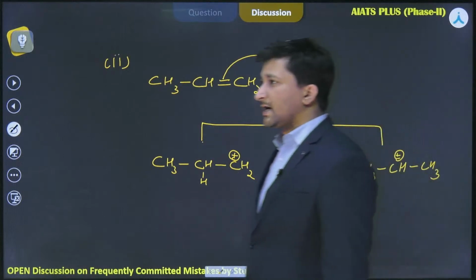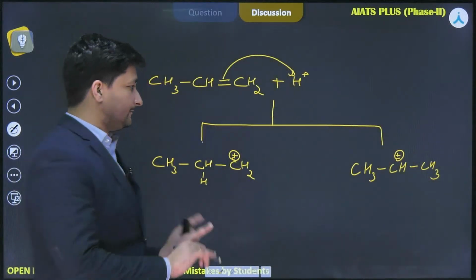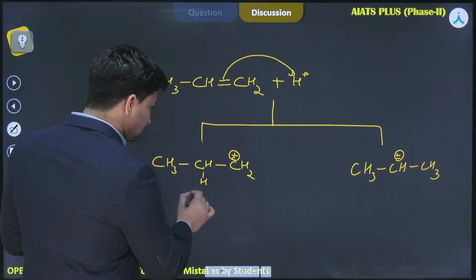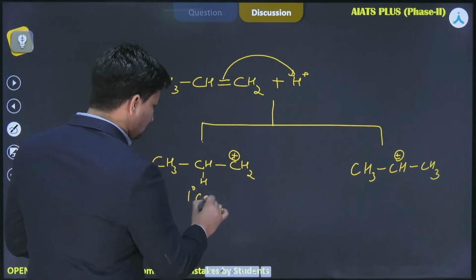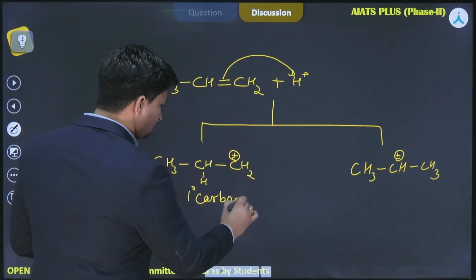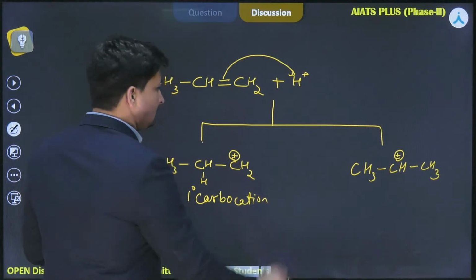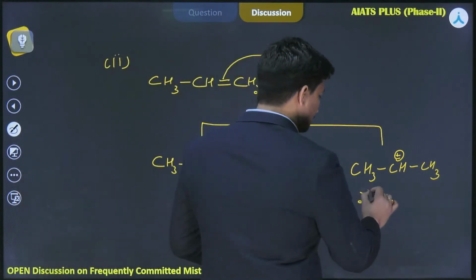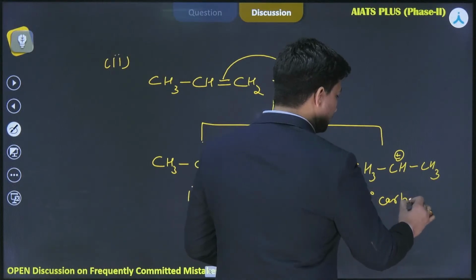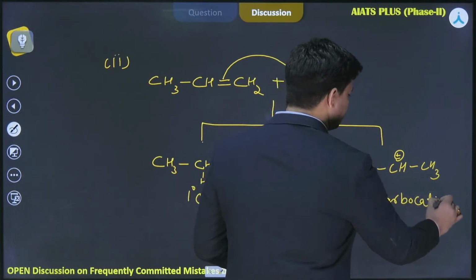CH3. This carbocation will be formed. Now you can see this is your 1 degree carbocation, and this is 2 degree carbocation. So can any one of you tell which one will be the major product here?